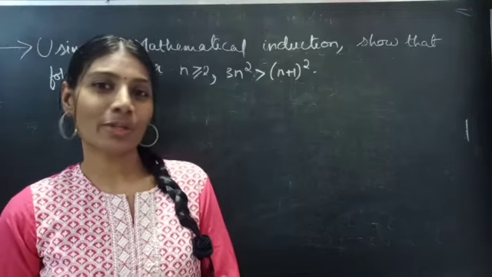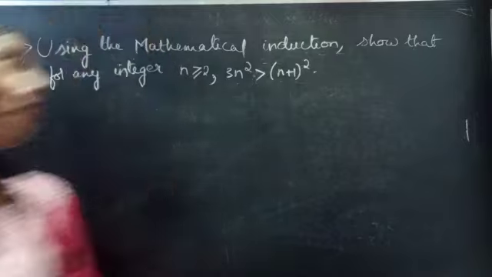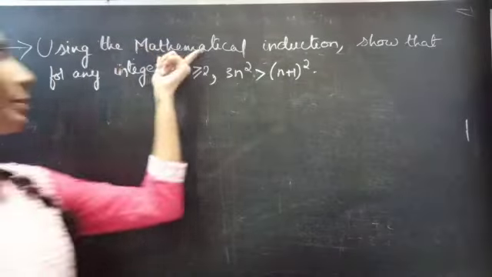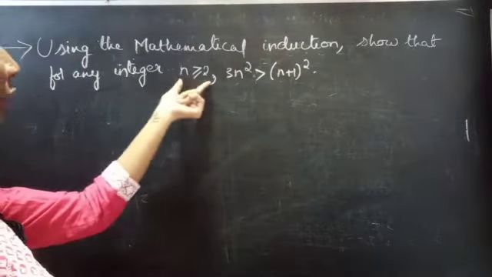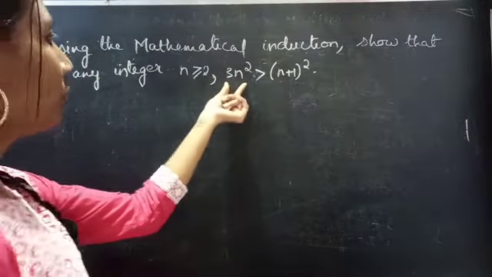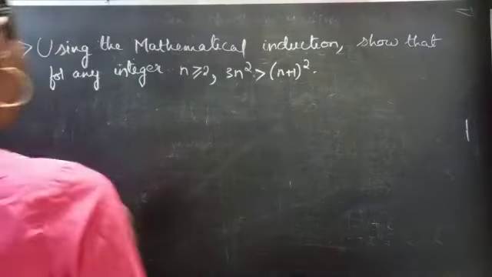In this video, we are going to see a problem from Mathematical Induction. So let's get started. Problem. Using the Mathematical Induction, show that for any integer n greater than or equal to 2, 3n square is greater than n plus 1 whole square.